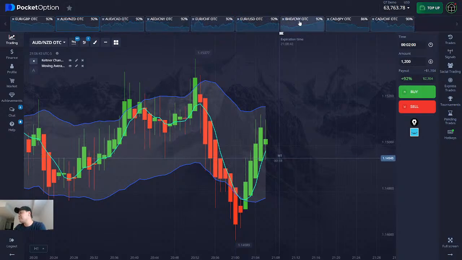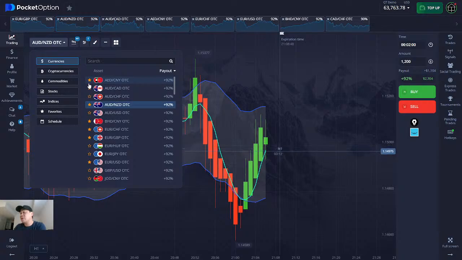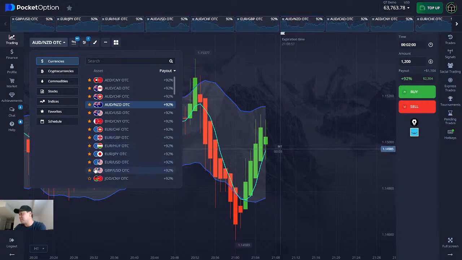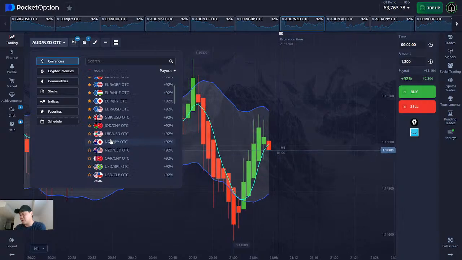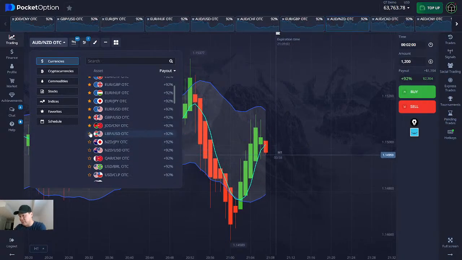Okay, so let's add some more here. Let's fill it up. When you click on the stars, it goes up in the favorites, right? So that's what you do once in a while. Always check out the payouts. You don't want to be trading anything that has less than the maximum amount of payouts.